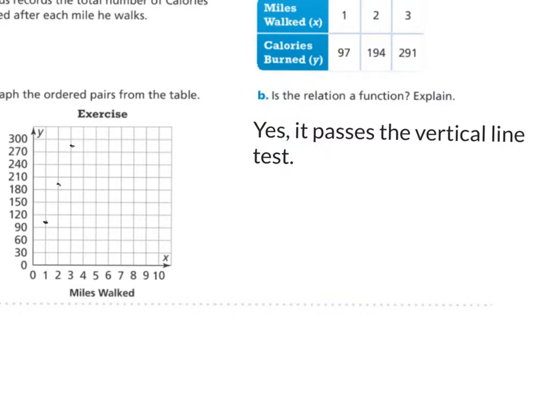Another way, you could say, for each x value, we only have one y value. Or for a certain number of miles walked, he's only burning a certain number of calories. Okay? If he walked 1 mile, he's burning 97 calories, not 97 or 2,000.